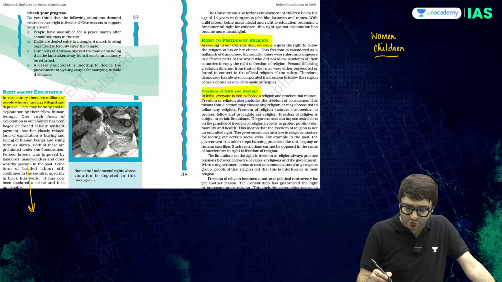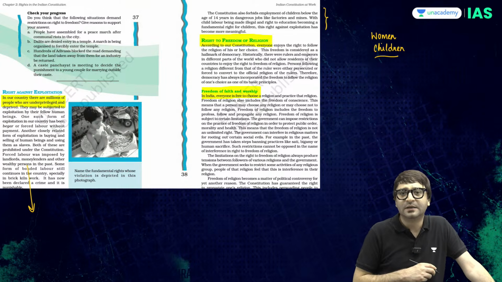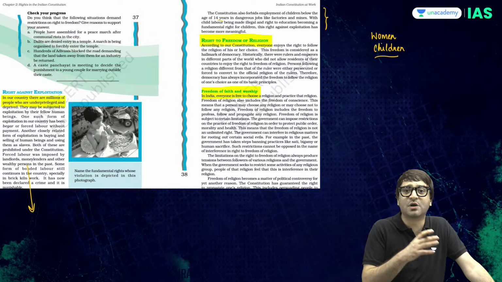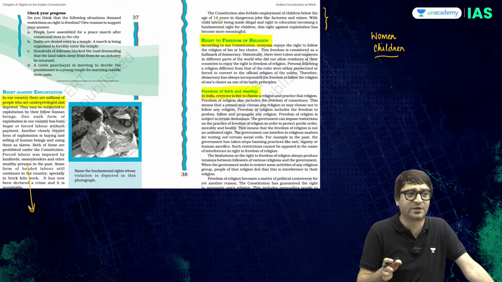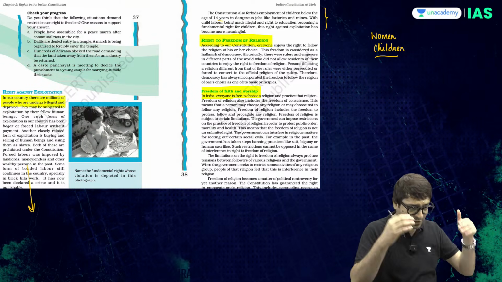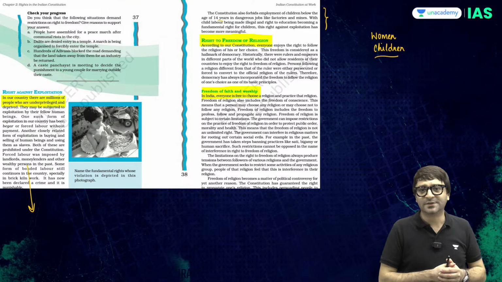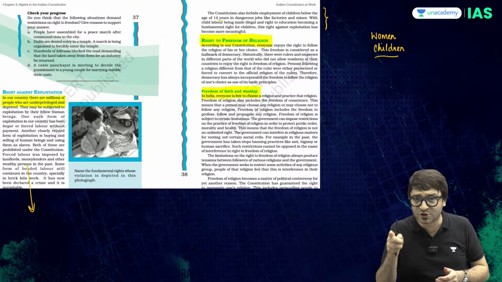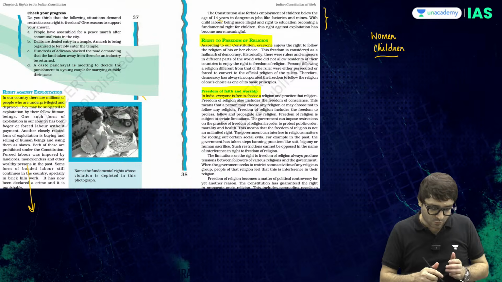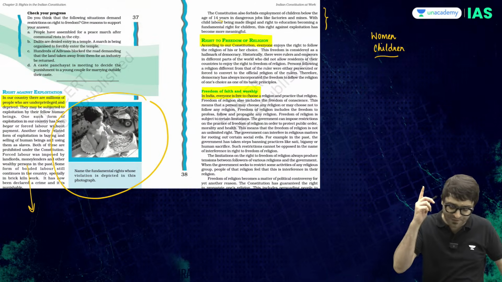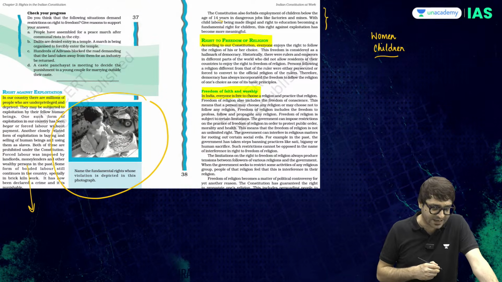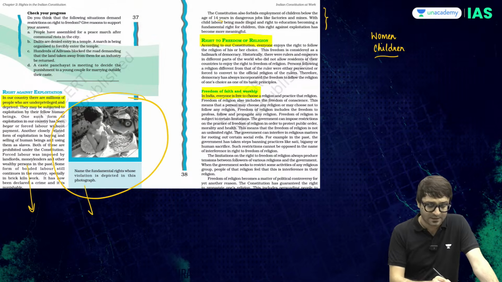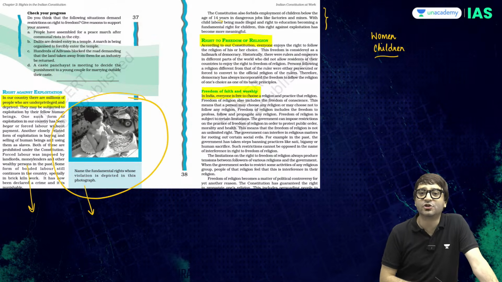We have also prohibited employment of children below 14 years of age in dangerous occupations and processes. You can't employ a child less than the age of 14 in factories or mines, because their lives would be in danger. So you can't force child labor. And what is shown in this pic, name the fundamental right whose violation is depicted in this photograph. Child labor, it is prohibited.